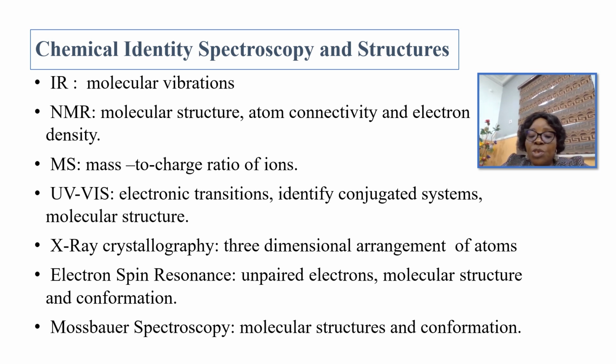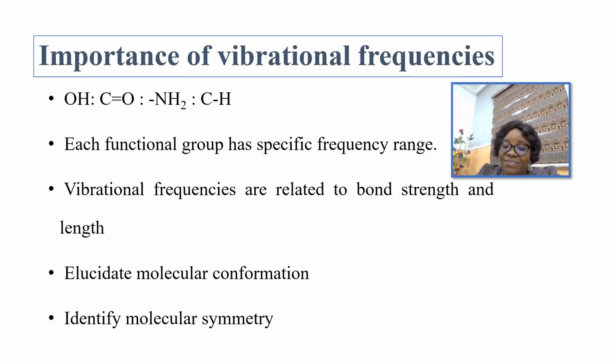We have the electron paramagnetic resonance. It talks about unpaired electrons, which can be used to determine molecular structure and conformation. And then we have the Mossbauer spectroscopy. It talks of the electronic environment of atoms to describe the molecular structure and conformations.